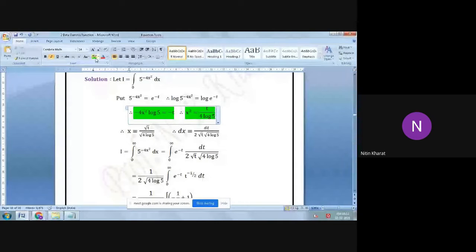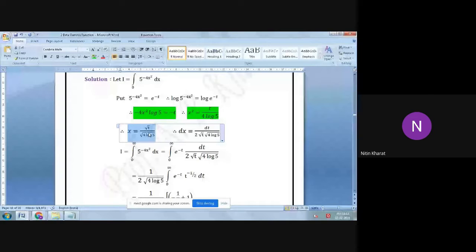Taking the square root, we get x is equal to what? The x is equal to t, its square root is root t. Again 4 whose square root becomes root 4. Again log 5 whose square root becomes under root log of 5. So the value of x is equal to root t divided by 4 log 5 in a square root.